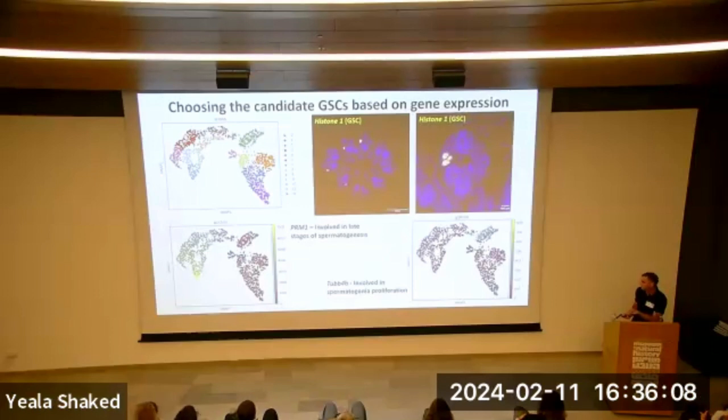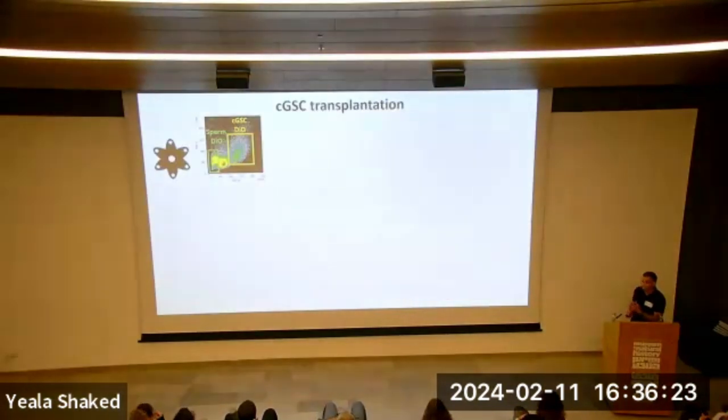And the other gene, tubulin 4 beta, which is involved in spermatogonia proliferation, you can see that it is highly expressed in this group. This group is cluster number 2. And then I can go back to the FACS plot, see where the cluster number 2 cells came from, and keep doing my analysis. And this is exactly what we did.